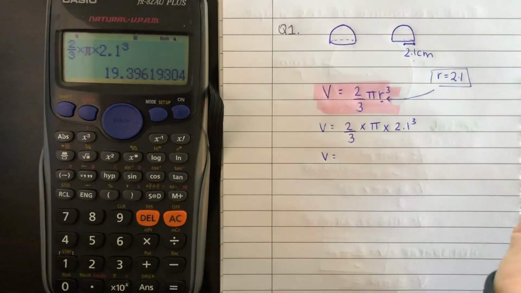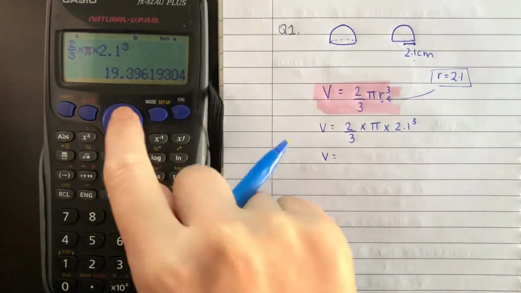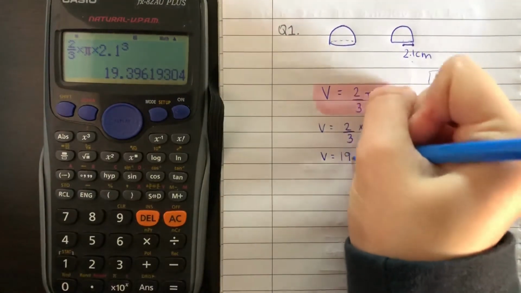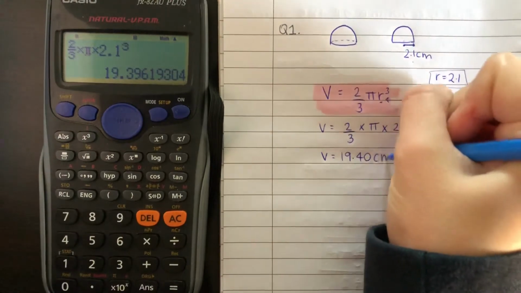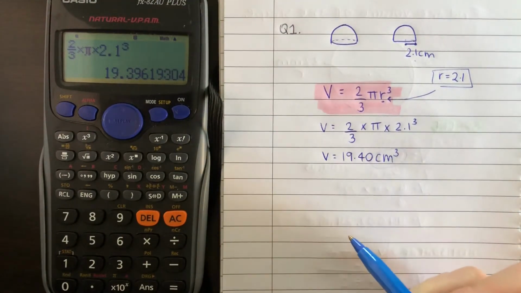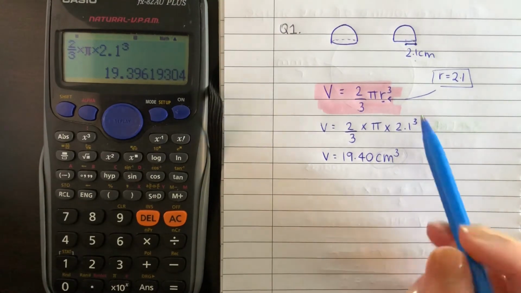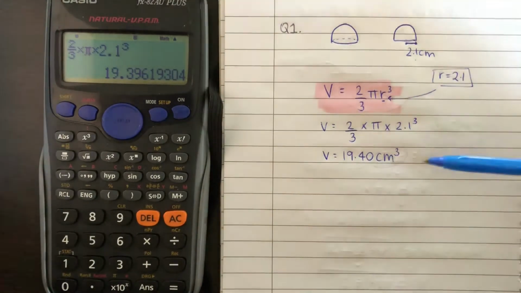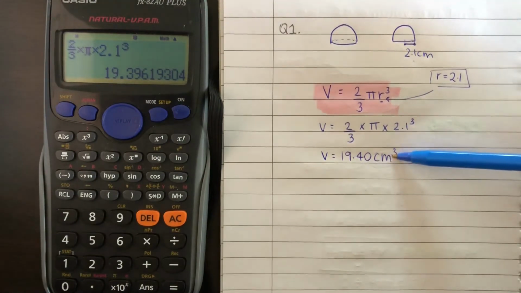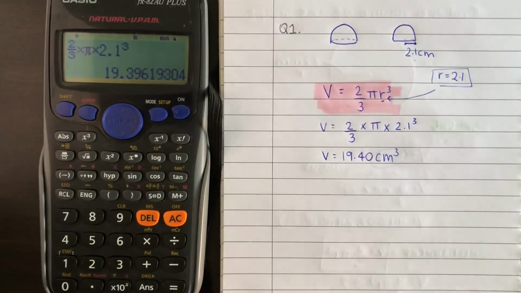And we'll round that to 2 decimal places, which is 19.4 centimeters cubed. You're going to lose half a mark if you don't write centimeters cubed. So don't do it. It's silly. You haven't just worked out the answer to a whole entire question to lose half a mark because you didn't want to include the units. This is imperative. Okay? So question number 2.